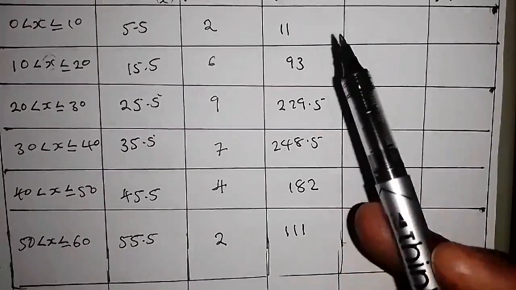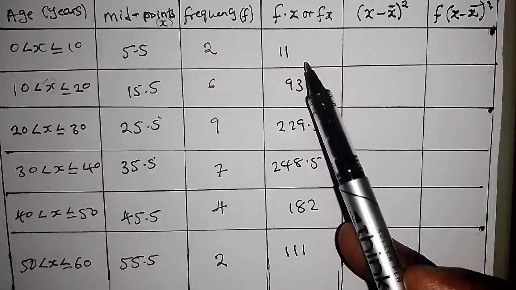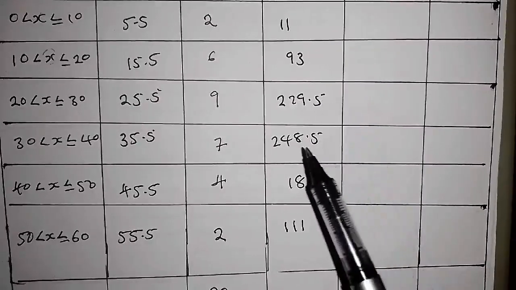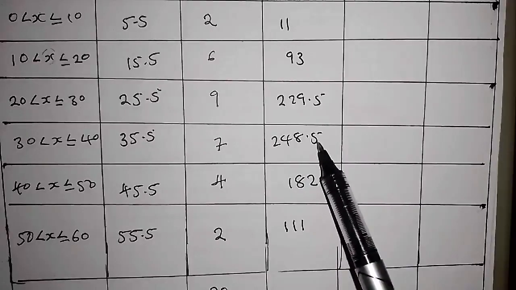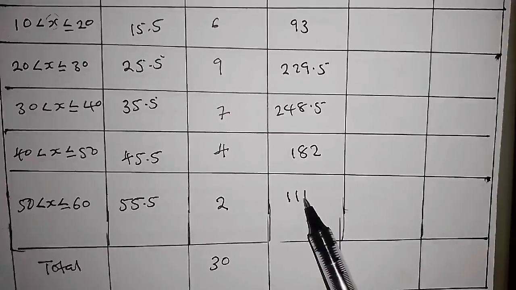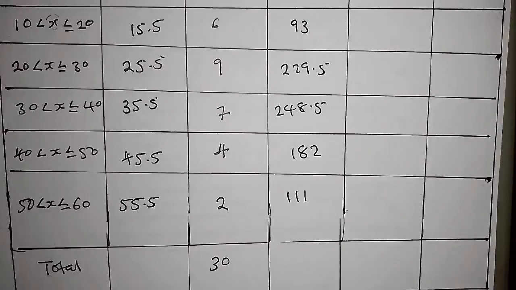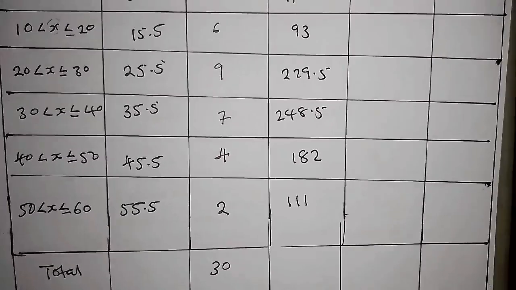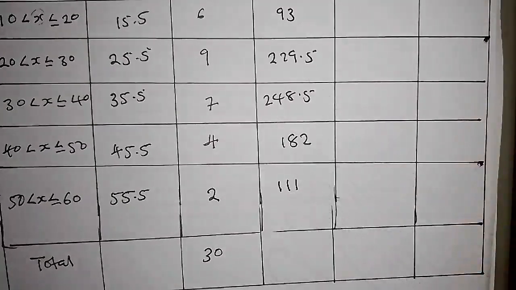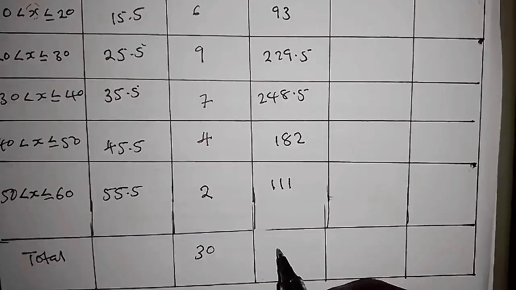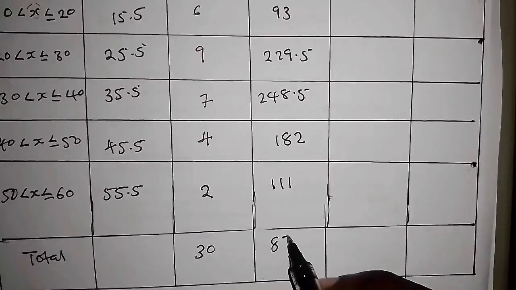So the values are 11, 93, 229.5, 248.5, 182 and 111. Confirm if you're getting the numbers. Now, when you add these numbers, you're just going to get 875.